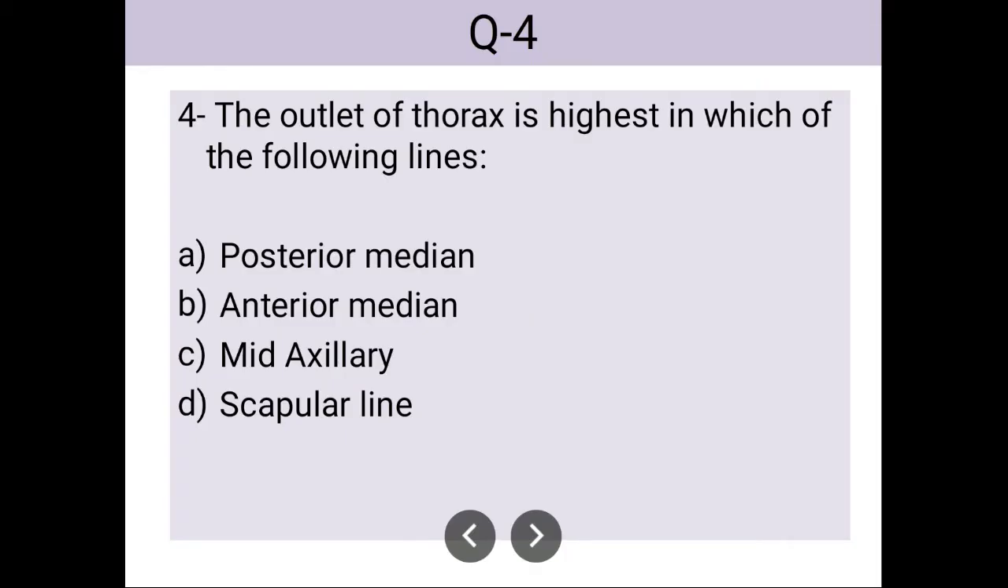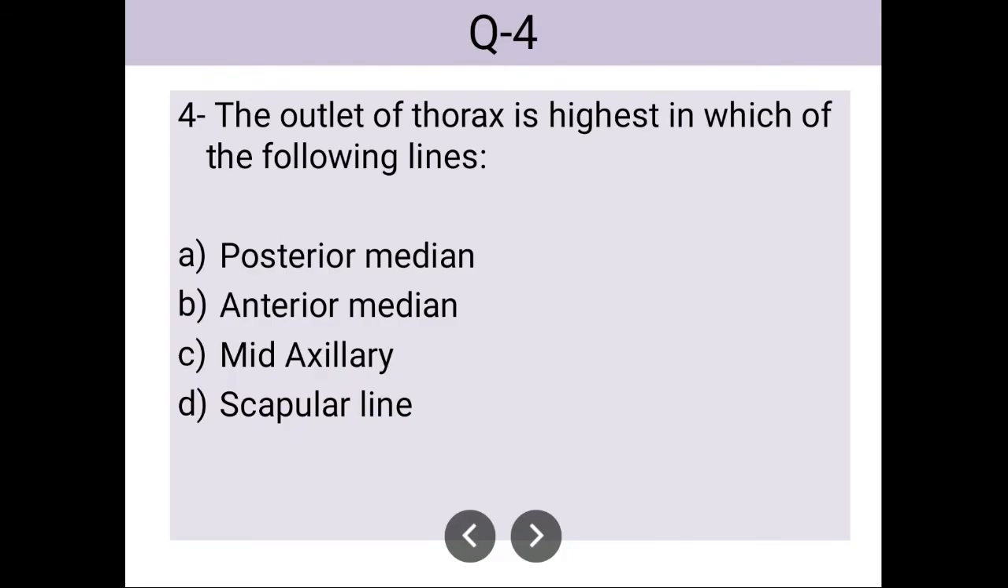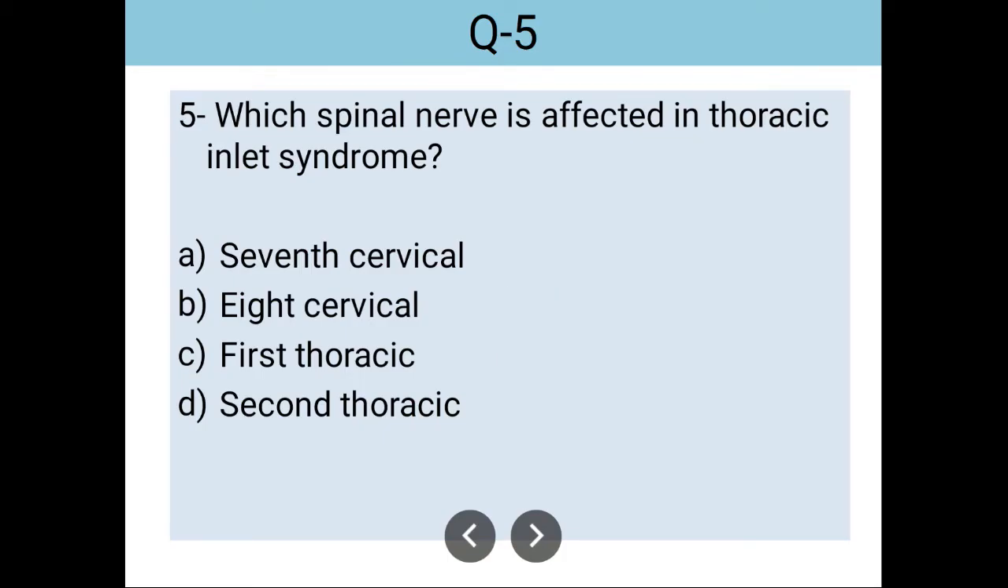The outlet of the thorax is highest in which of the following lines? If we look at it, you can see that the anterior median line is the highest. So the anterior median line, B, is the correct answer. Next we have question number 5.